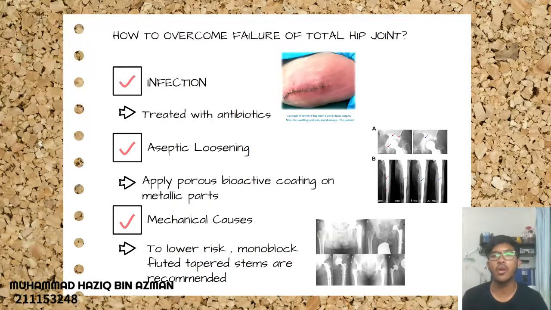My last point is mechanical causes. To lower the risk of mechanical failure, monoblock flat tapered stems are recommended by some authors, even in revision hip arthroplasty. For cup failures, uncoverage of the cup resulting from loss of bone stock, such as in hip dysplasia, can be managed with screw-fixed cups, although these too can concentrate stress on the implant.